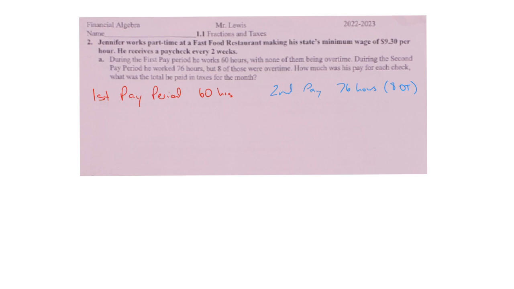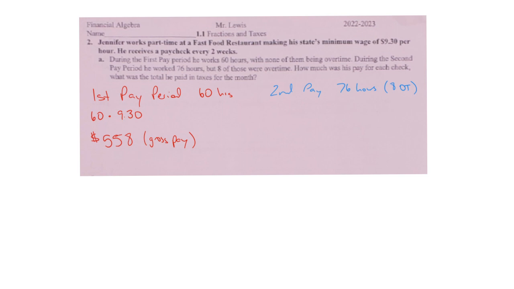So first pay period, I'm going to do 60 times 9.30. That's going to be his 2 weeks. Remember, he doesn't have any overtime on there, so it's 60 times 9.30. So he's going to get $558. Now remember, that is gross pay before deductions.